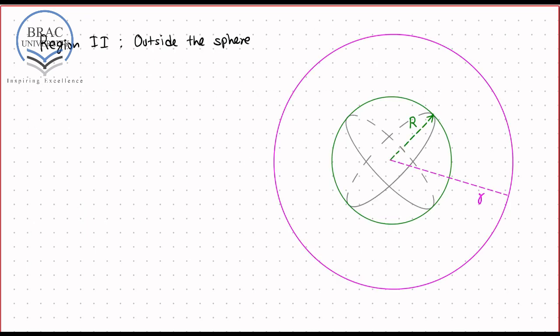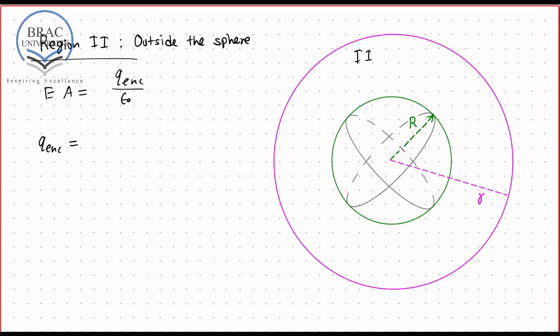Now comes region 2, which is outside the sphere. In the same way, this is region 2. The green sphere is our original sphere, and the purple sphere with radius small r is our Gaussian sphere in this part of the problem. Okay, so I'm going to go a little faster here. So we had EA equals Q enclosed over epsilon naught. Since we have spherical symmetry here, we can use it. Here, Q enclosed is the charge enclosed by the Gaussian surface.